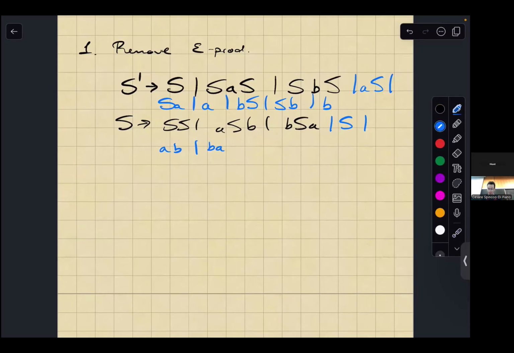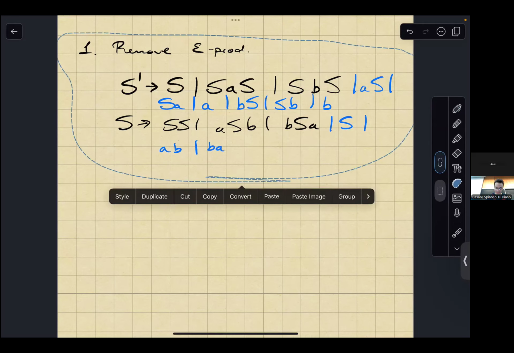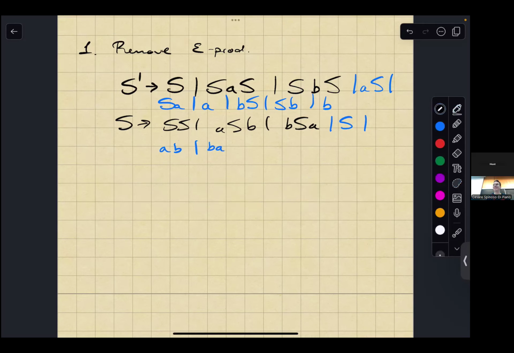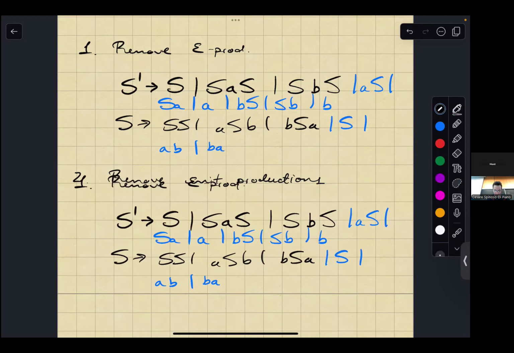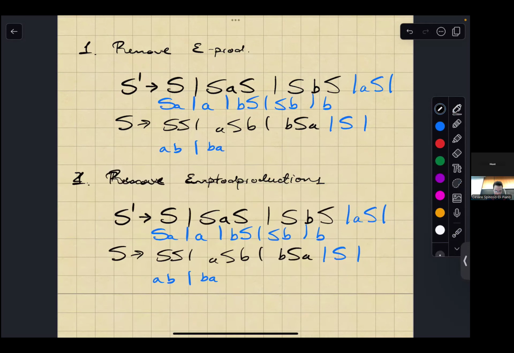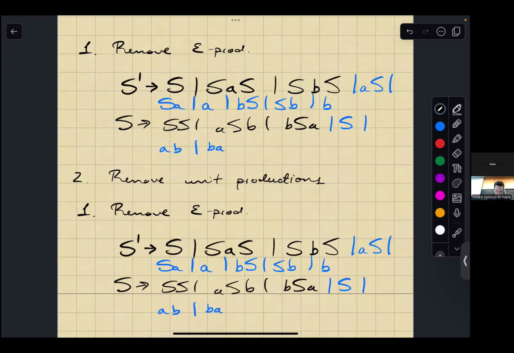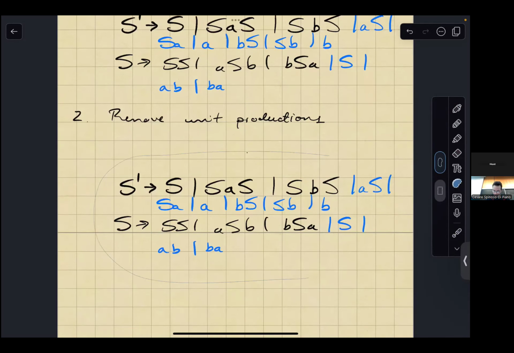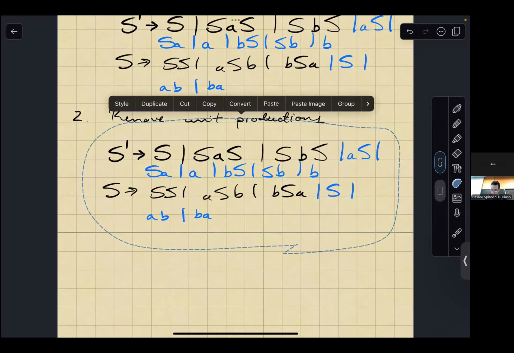Great. Now what do I have to remove? No one knows? Unit productions, yes, very good, excellent. Remove unit productions. Good, I was very scared for a second. Okay, so what are my unit production rules here?